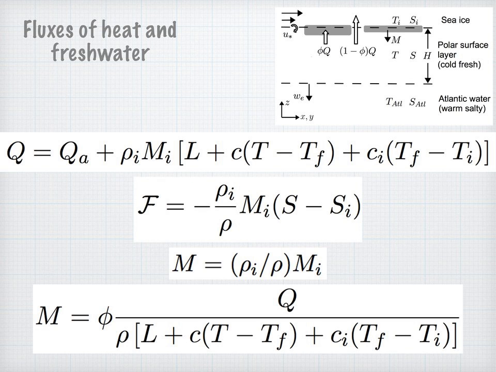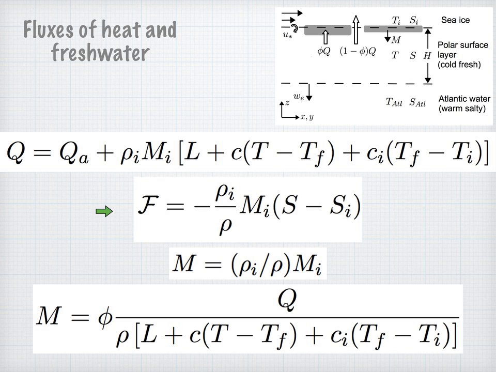So Q is the total heat lost from the polar surface layer. And that consists of the sum of two pieces, a piece going to the atmosphere, which is 1 minus phi times Q, and then a piece which is going to melt. So subscript I means the ice, so you've got a melt rate of ice, its density, and then this is the effective heat capacity, which consists mainly of the latent heat capacity, and then you have to cool the polar surface layer to the freezing point and then warm up the ice from the ice temperature to the freezing point. Both these terms are relatively small.